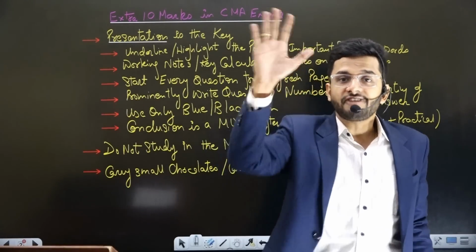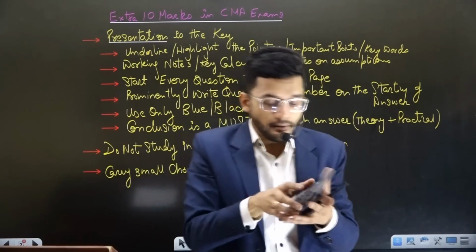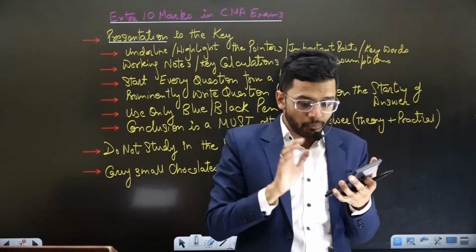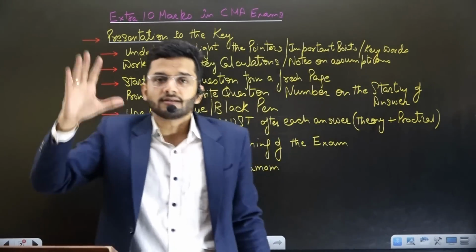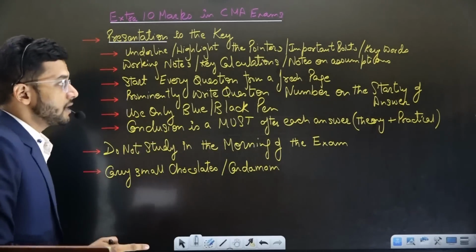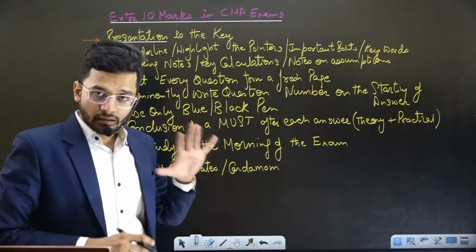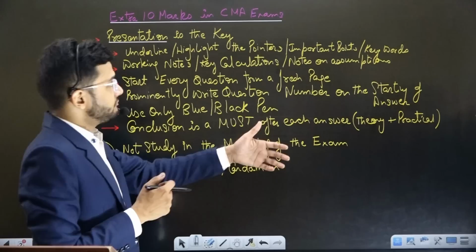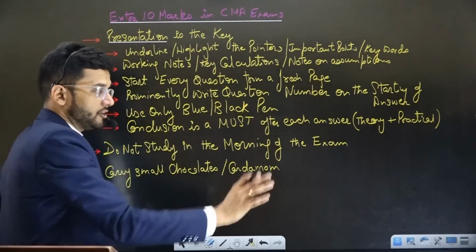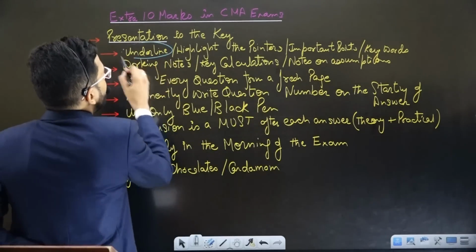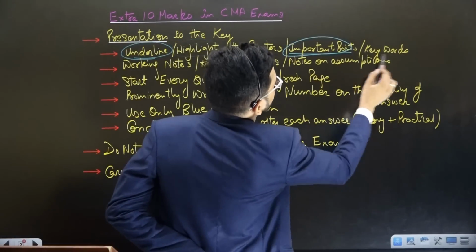Benchmark is, for a 5 marks question, 5 multiplied by 1.8, you should continuously write for 9 minutes. For 9 minutes, you should continuously write your paper. That is the benchmark for writing the paper. So during this 9 minutes when you are writing the paper, guys, after your answer is over, do highlight or underline the important words which you think are important.